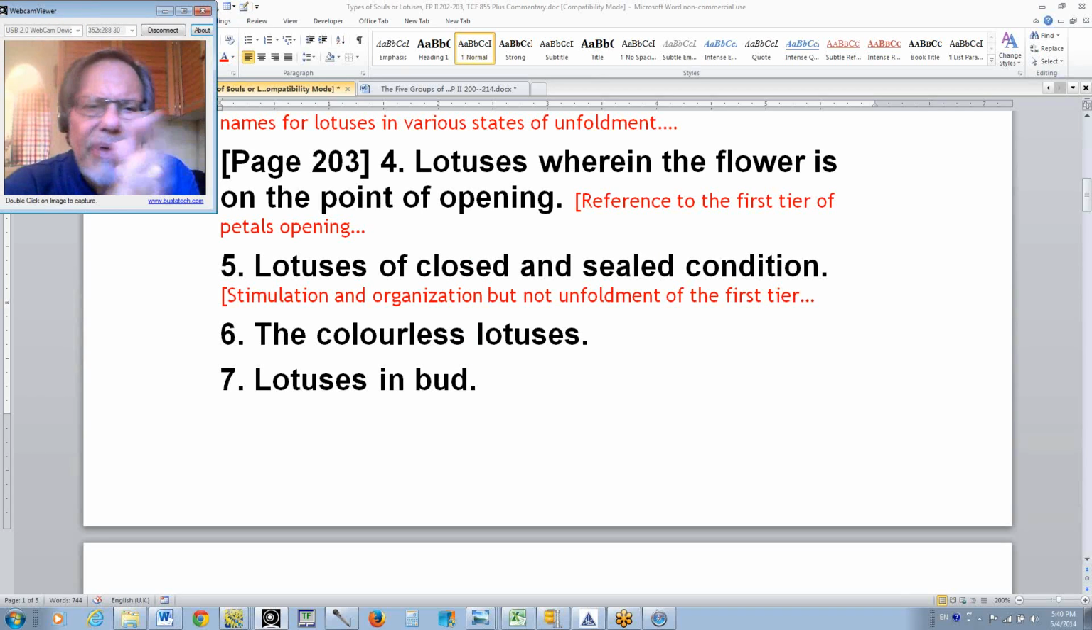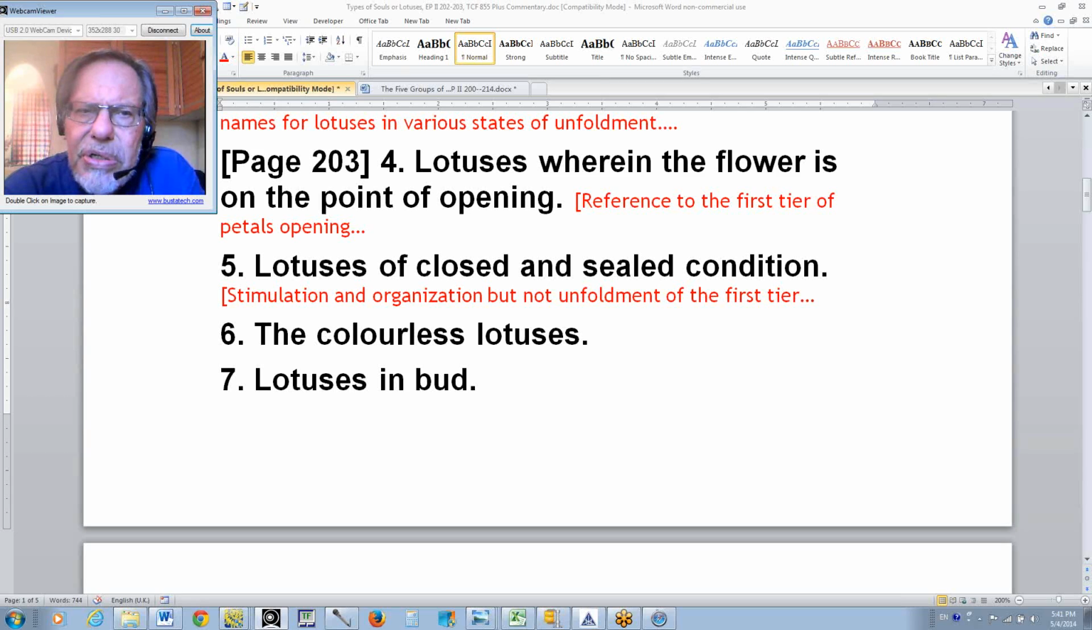tier. Now, we're told right now that all human beings have at least one petal unfolded, the first petal, whether it's completely unfolded or mostly unfolded, but anyway, unfolded. So no one alive today as a human being is in category number 5, because this refers more to a state of stimulation before unfoldment.